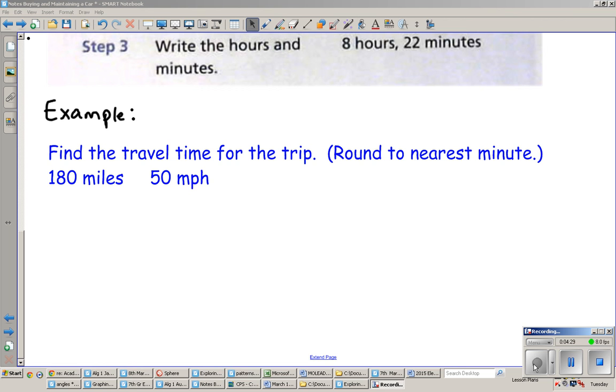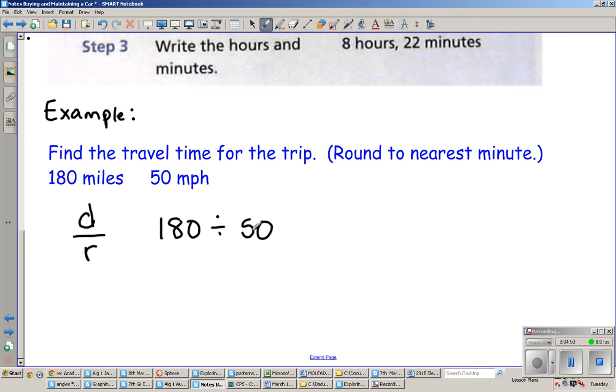All right, let's try an example together. We're going to find the travel time for this trip: we're going 180 miles, at a speed of approximately 50 miles per hour. And we want to round our solution to the nearest minute. Remember, we take distance divided by our rate, so we have 180 miles divided by 50 miles per hour. Okay, let's try that, and we come up with 3.6. So we know it's going to take 3 hours and 6/10 of an hour to travel our trip.